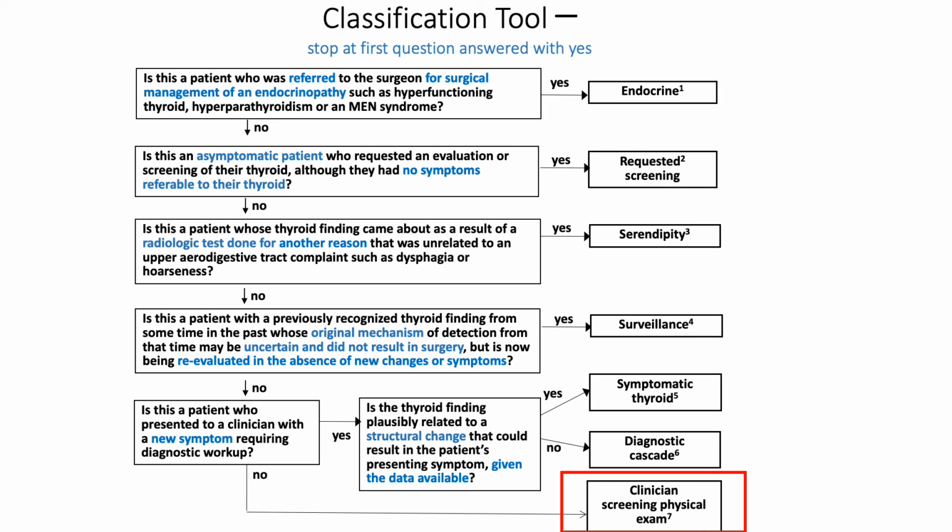The last category refers to a patient whose thyroid finding was picked up on a clinician screening physical exam. For example, a patient establishes care with a new primary care provider and undergoes palpation of their thyroid as part of their screening physical, or a pregnant woman whose neck is palpated as part of an obstetrical visit in the absence of symptoms referable to the neck.